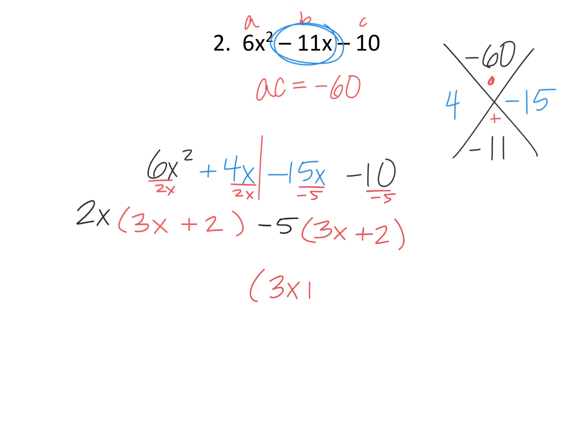So that's one of my parentheses, and then the GCFs give me the other: 2x minus 5. You would be done. If you want to know if you're right, then you would FOIL it back out and see if it gets you back to 6x squared minus 11x minus 10.